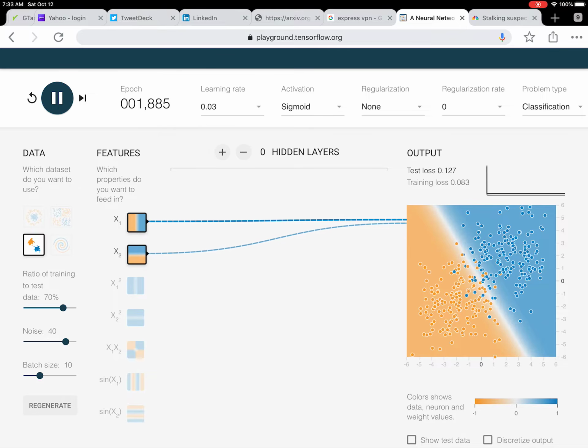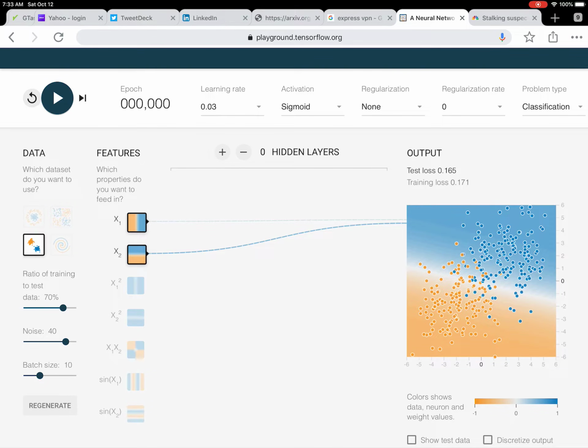On the top you see the epochs, that is the training epochs continuing, and as the training epochs continue, you see how the test and training loss change. So we stop this here.